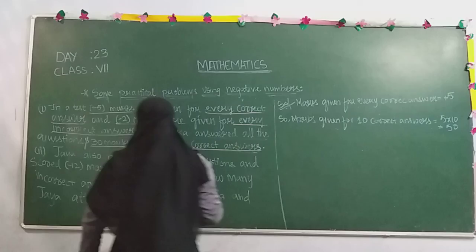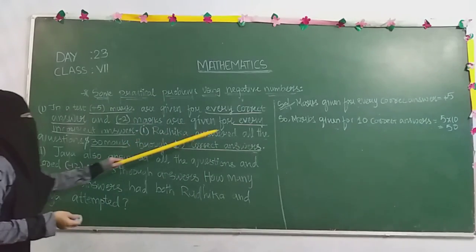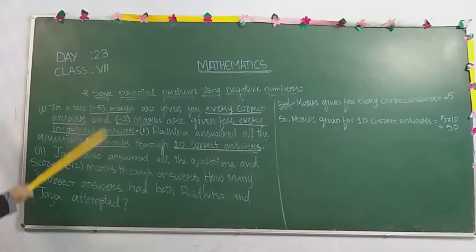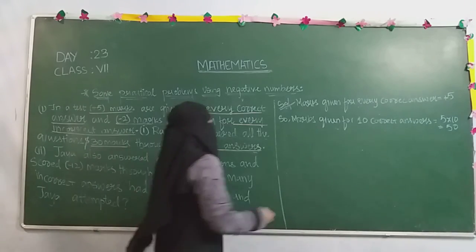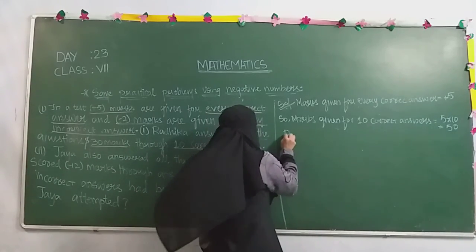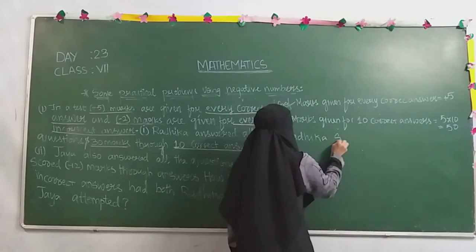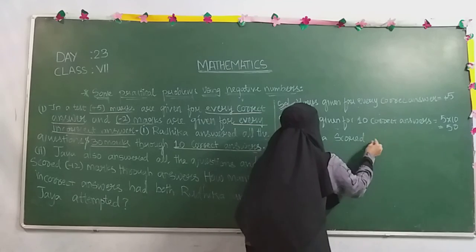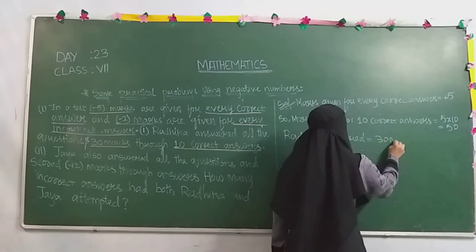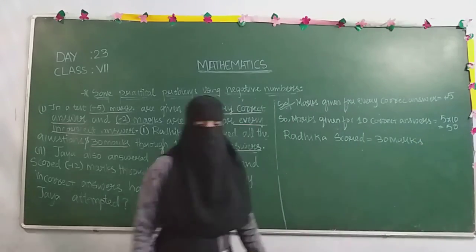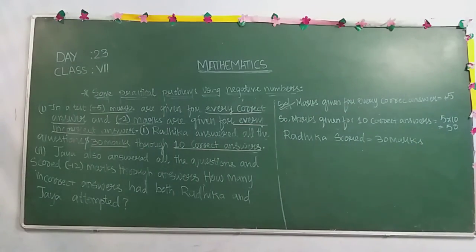Now, what is the score of Radhika? Radhika answered all the questions. We don't know how many questions were there, but she has attempted all and she has scored 30 marks. So next we are going to write the score of Radhika. Radhika scored 30 marks. We know Radhika scored 30 marks. How has she scored? Okay, Radhika scored 30 marks.